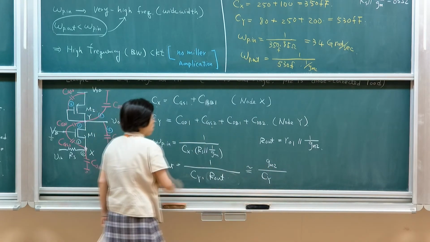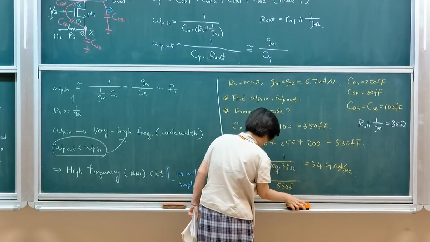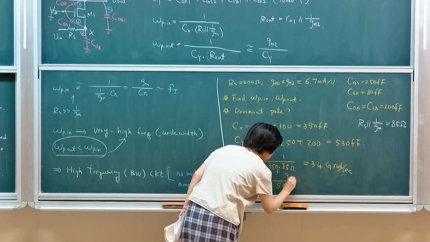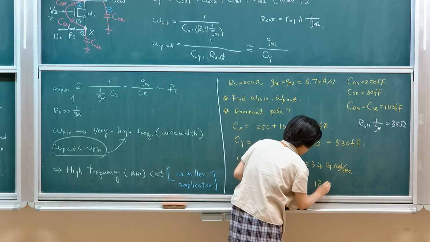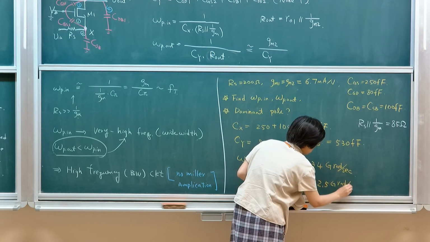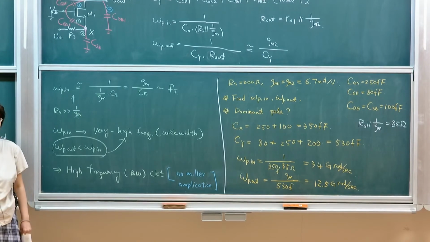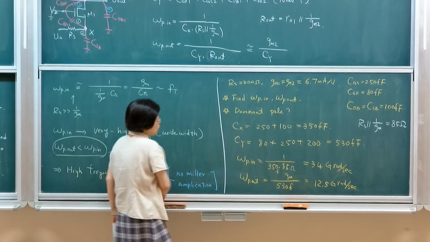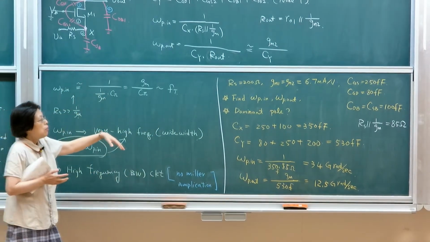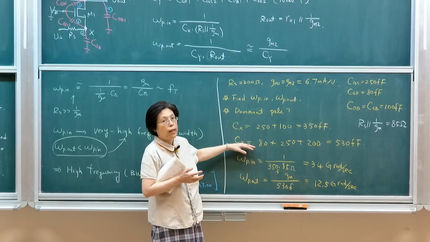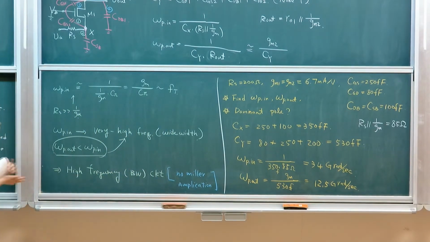So omega P out in this case will be gm2 over CY. That will give us a frequency of 12.5 gigaradians. Both are at a fairly high frequency, and omega P out is slightly higher, not because of any amplification factor, it's simply because the diode-connected structure makes the loading capacitance CY slightly higher. That is why you see that becoming the dominant component.